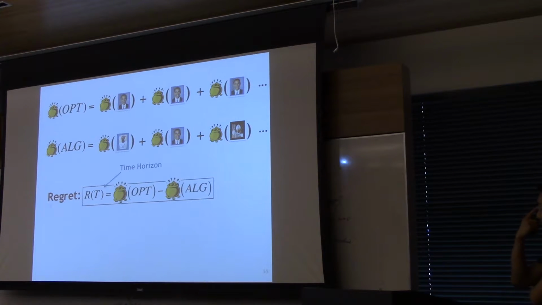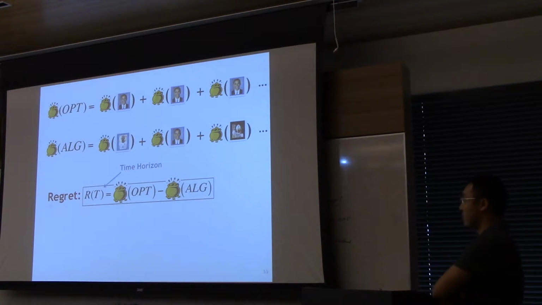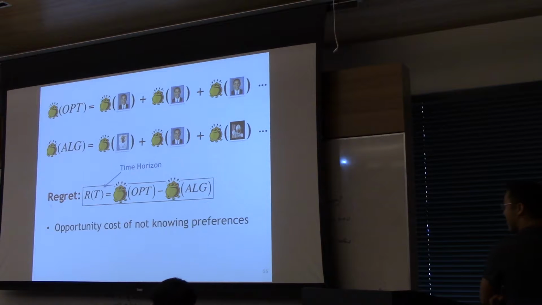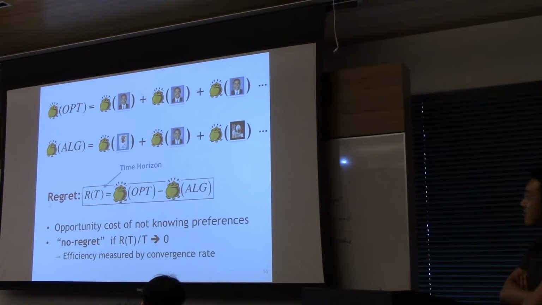So the way you quantify the efficiency of any algorithm in this setting, the one way, is through what's called regret. And the regret is basically the difference in cumulative rewards between the omniscient algorithm and our algorithm, which has to do with some amount of exploration. Right? So you can think of regret as the opportunity cost of not knowing the user's preferences a priori. An algorithm in this setting is considered no regret if the average regret over time converges to zero, and the efficiency of how quickly this converges to zero is the efficiency of your no regret algorithm.